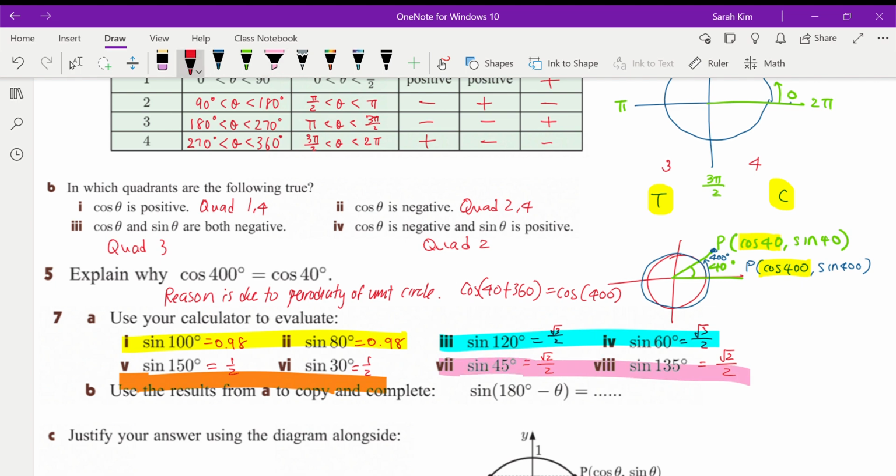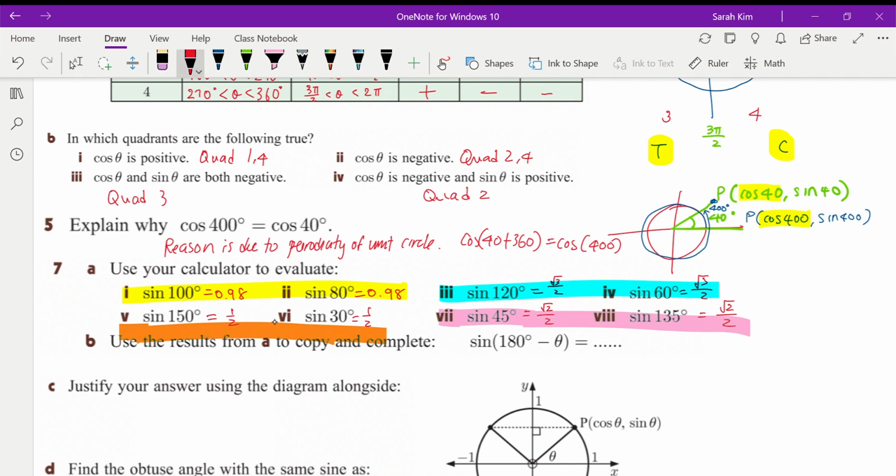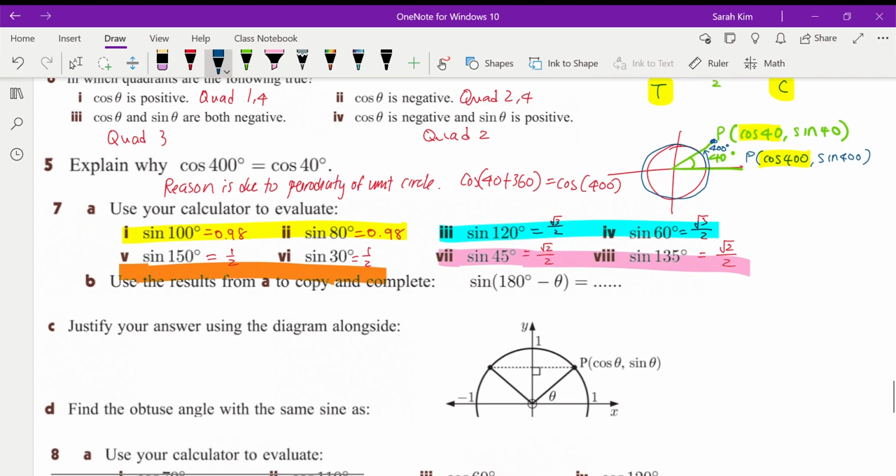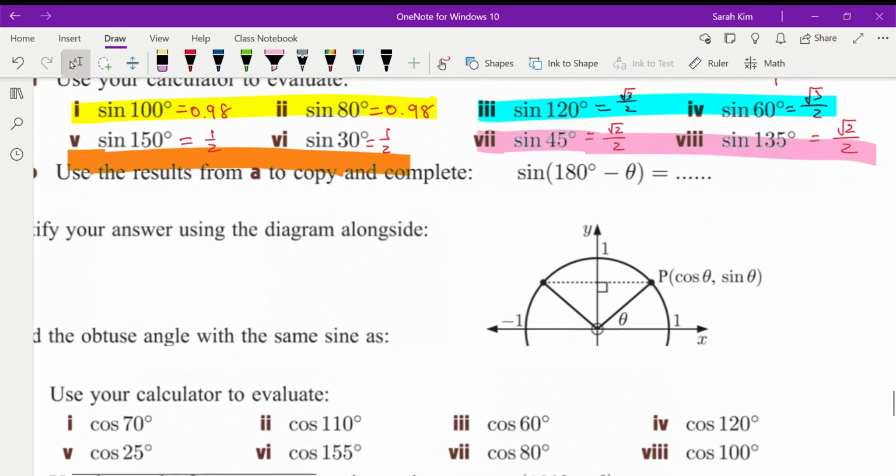So let's have a look at the numbers. Sine 100 and sine 80, if you add the numbers together, it's 180. Sine 150 plus 30, 180 again. 120 plus 60, 180 again. 45 plus 135 is 180 again. So as long as the two angles add up to 180, they're going to give you the same answer.